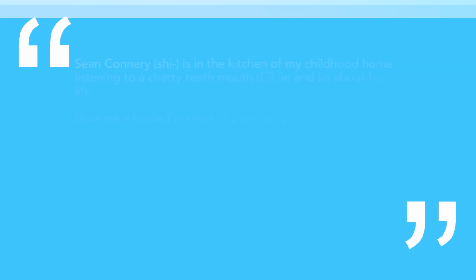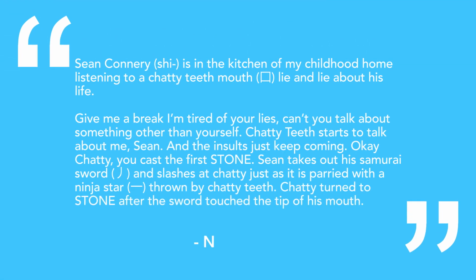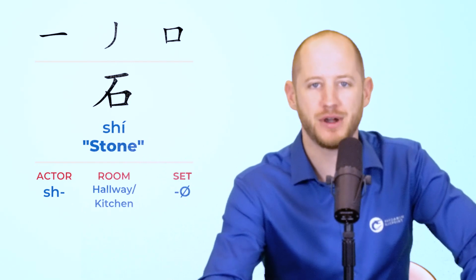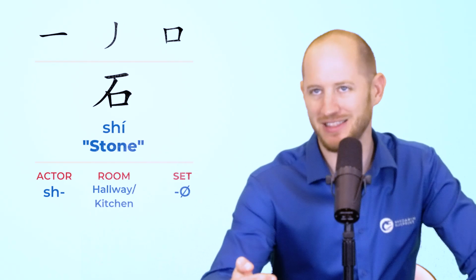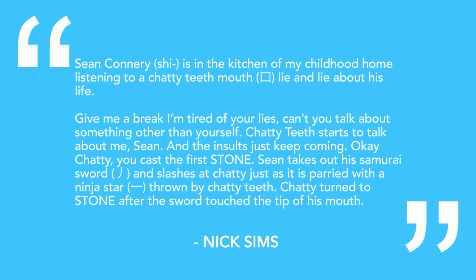Nick Sims on Make a Movie for Shirt. Sean Connery is in the kitchen of my childhood home listening to a chatty teeth mouth lie and lie about his life. And if I recall, Nick has his mouth prop have the characteristic of talking too much and lying all the time, telling tales. Sean says, "Give me a break. I'm tired of your lies. Can't you talk about something other than yourself?"